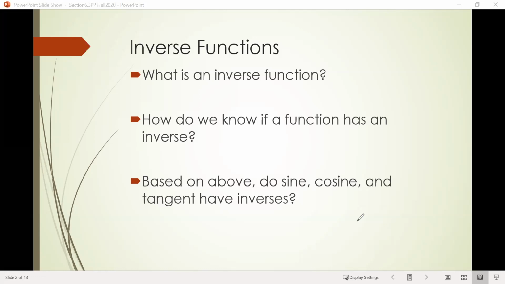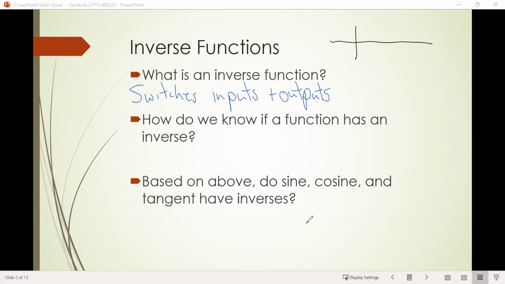Right, so an inverse function switches inputs and outputs. As an example of that, if I had a table of values for this function that I'm going to call f of x, and let's say that we had the values 1, 2, 3 as inputs and 4, 5, 6 as the corresponding outputs.